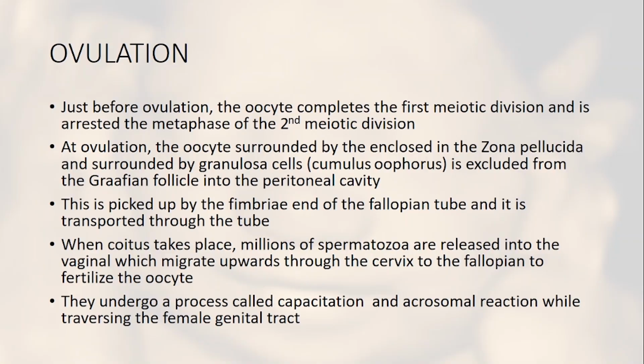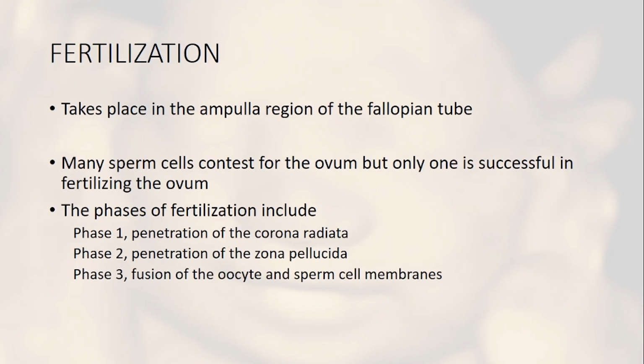When coitus takes place, millions of spermatozoa are released into the vagina. They migrate through the cervix to the fallopian tube to meet with the oocyte, and then they undergo fertilization. This takes place at the ampullary region of the fallopian tube.